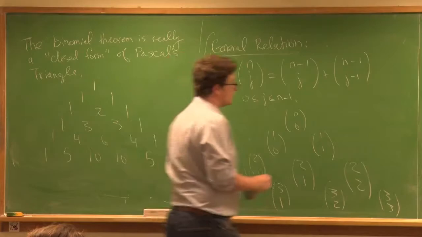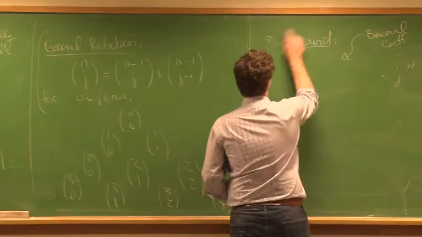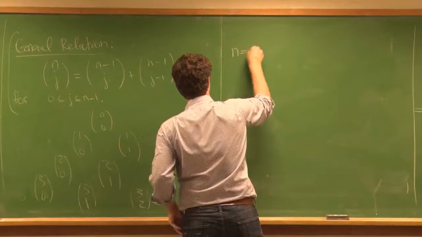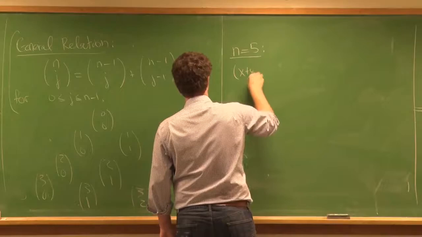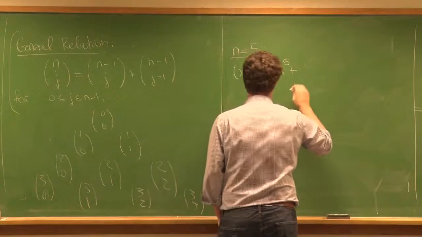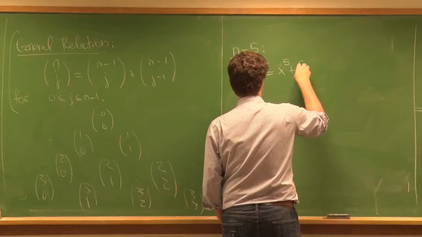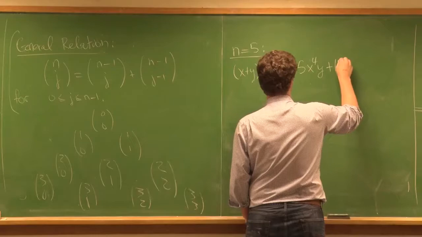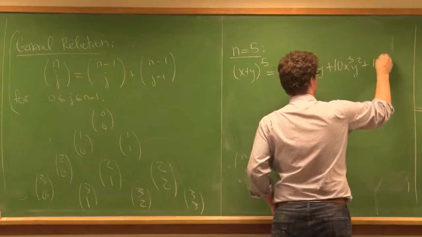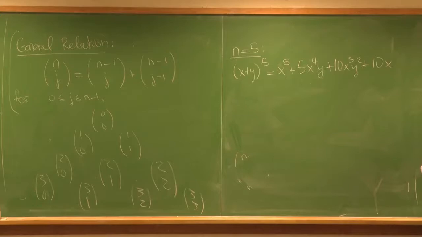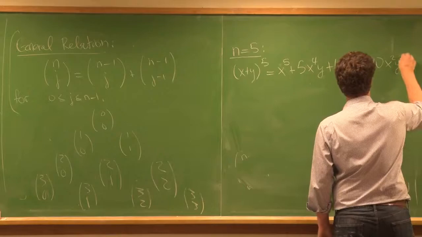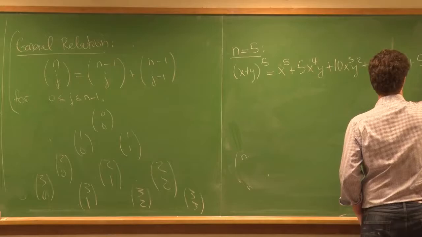So the formula, let's look at the example when n is 5. When n is 5, we can use Pascal's triangle to expand out this thing. So this is x to the fifth plus, so 1, 5, 10. n choose 1 is always going to be n. 10 x to the, so let me go over here, x squared y cubed plus 5 x y to the fourth plus y to the fifth.